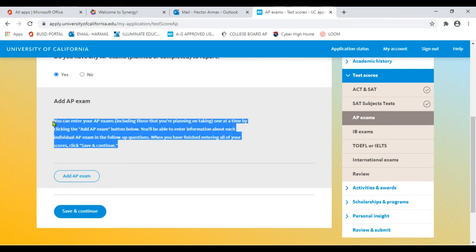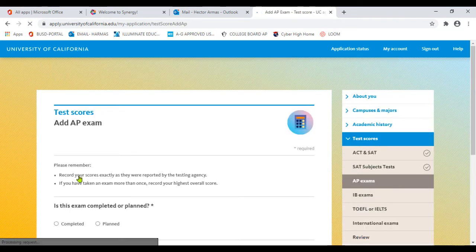So it says here you can enter your AP exams one at a time by clicking the add an AP exam button below. You'll be able to enter information about each individual exam in the follow-up questions. When you have finished, click. Okay, so I'm going to say add an AP exam. I'm just going to show you how to add one really quick.